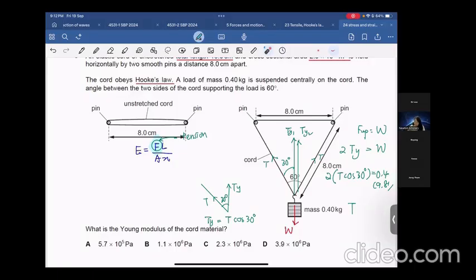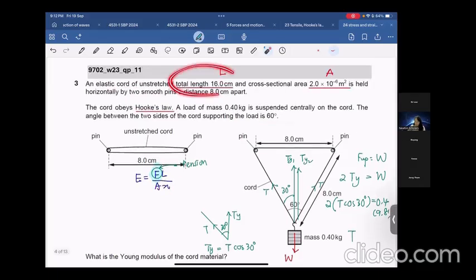Wesley, here we need to use this formula to find the Young modulus. This formula, FL over AX. L is already given in this question, the original length is 16 cm. It's already given, so L is settled. Area is also given, area settled. Now we have to settle the force and x.